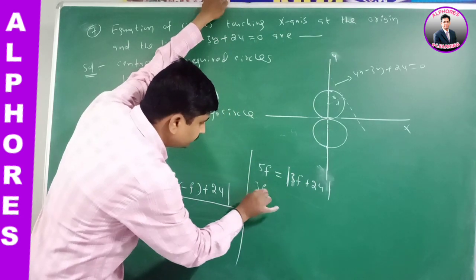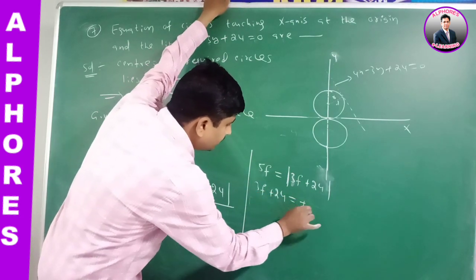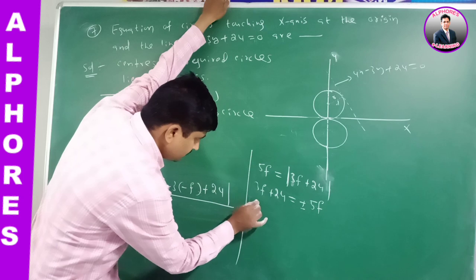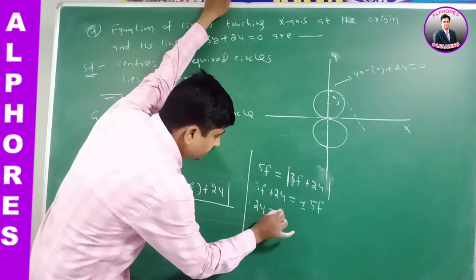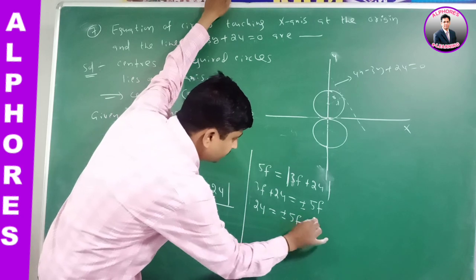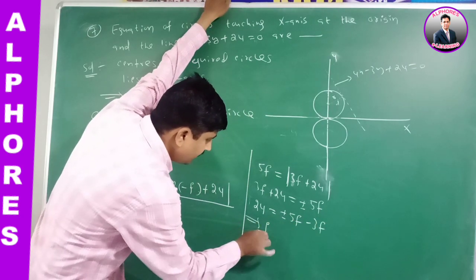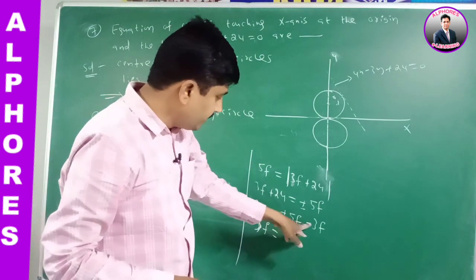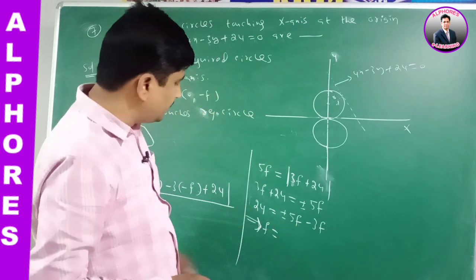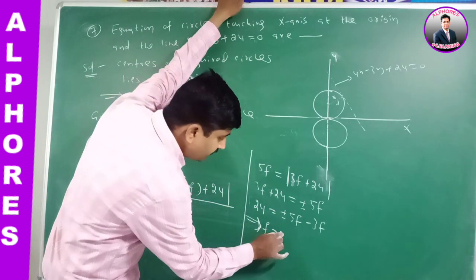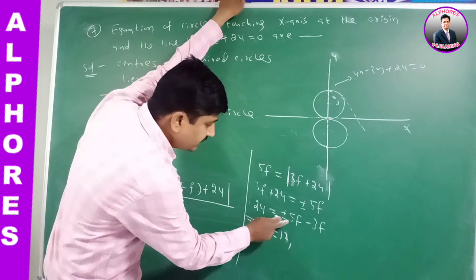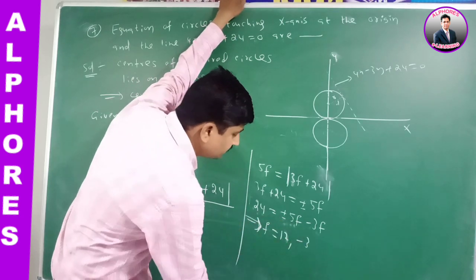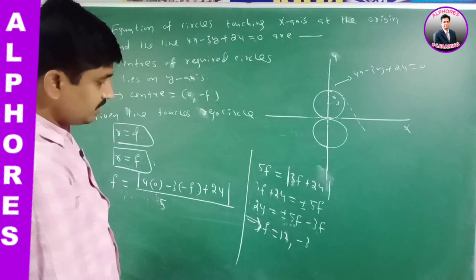Now 3f plus 24 equal to plus or minus 5f. Here 24 equal to plus or minus 5f minus 3f. We get, if it is plus 5f minus 3f, 2f equal to 24, f equal to 12. If minus 5f minus 3f equal to 24, minus 8f equal to 24. Therefore f equal to minus 3.